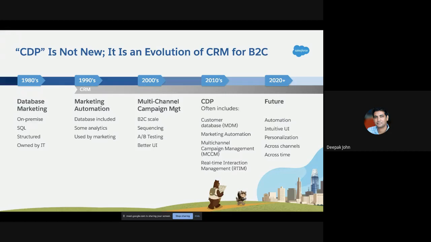Now, the CDP is the latest way to describe that evolution of CRM over the last 40 years. We've gone from a very IT-centric view of database marketing back in the day, you know, SQL, all of those things, to more real-time offerings lately. And each of those technologies has allowed marketers to do more and more with the customer data, and importantly, do it faster with less dependency on IT and less heavy lifting.